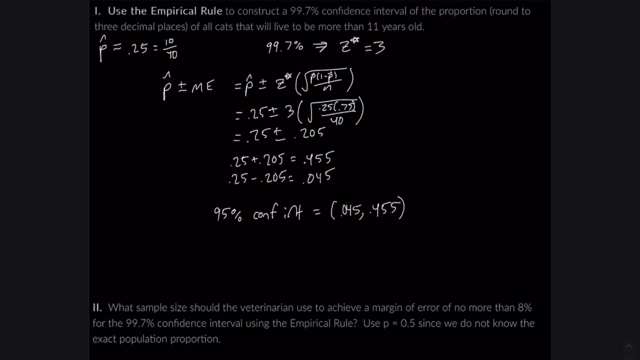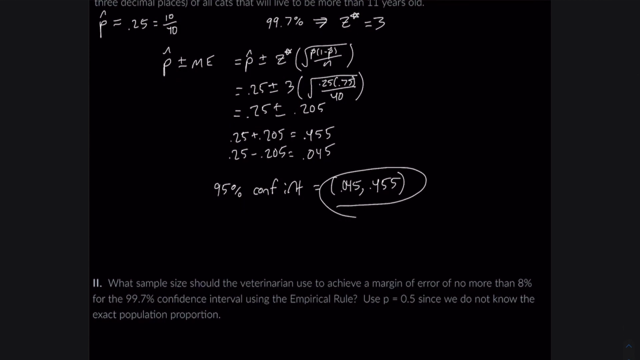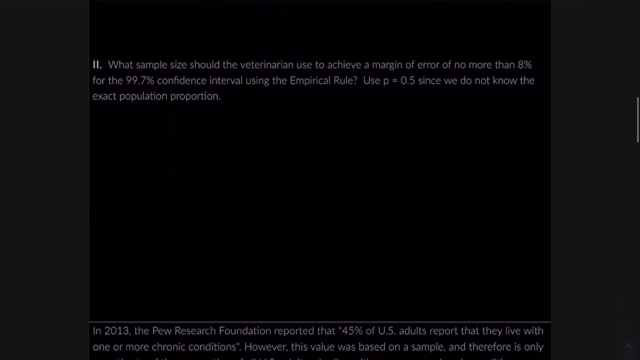And so when we do a 99.7% confidence interval, that means that we are 99.7% confident that the proportion of all cats will fall in between these two values. And so that's why we use confidence intervals, because it gives us an estimate of where the actual proportion would fall.